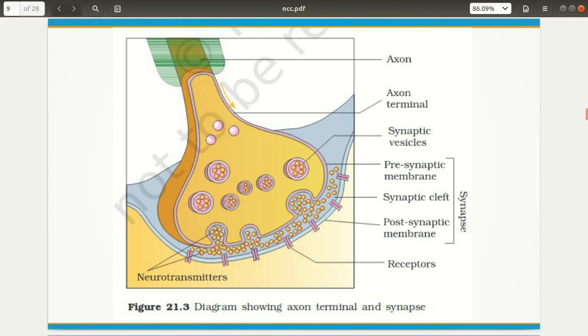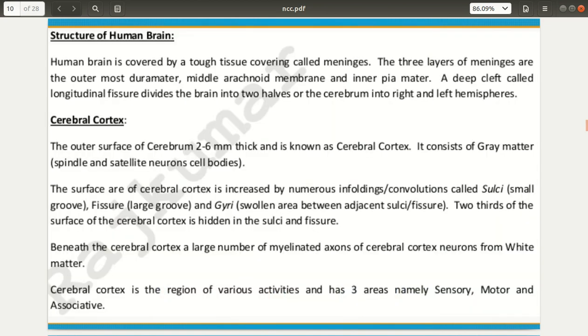So synaptic vesicles are found, and there is a presynaptic membrane. The synaptic cleft is noticed, and there is a postsynaptic membrane, and receptors are there. And you can notice within the synaptic vesicles the neurotransmitters that are present. So this diagram helps you to understand the synapse that is taking place.